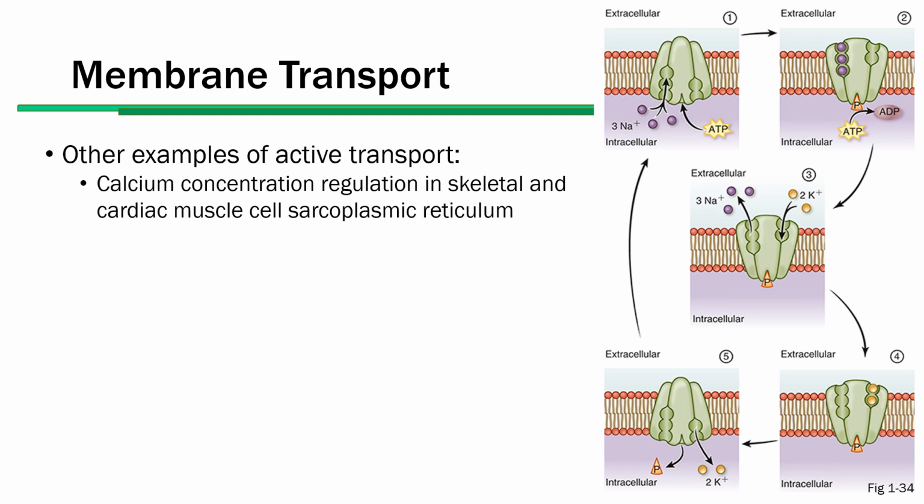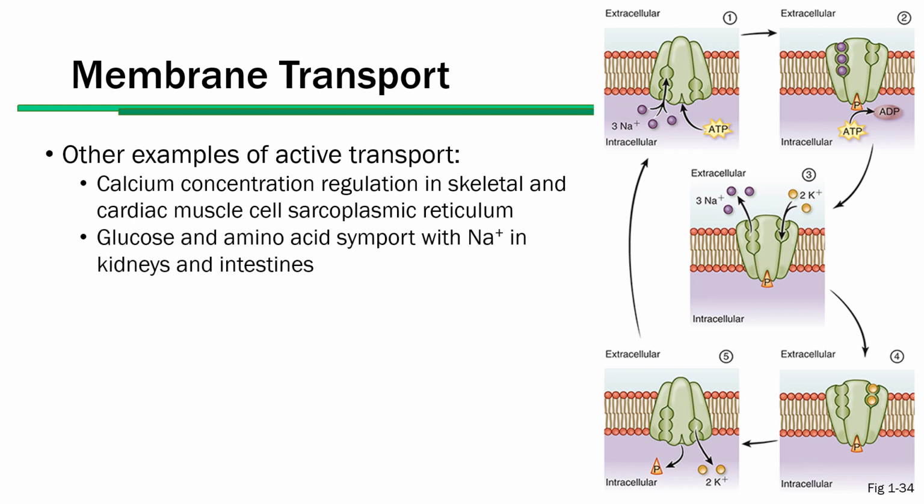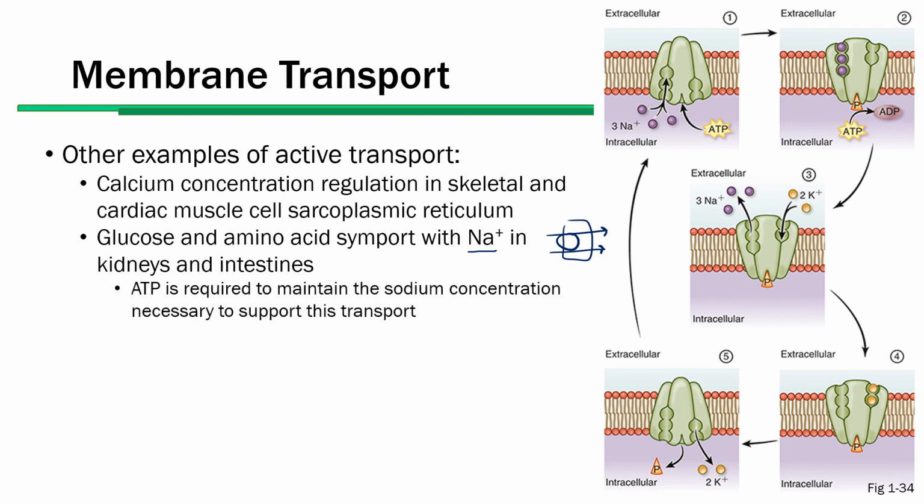Other examples of active transport: calcium concentration regulation in skeletal and cardiac muscle. It has to be pumped into the sarcoplasmic reticulum and sequestered there so it's not causing muscle contraction. Glucose and amino acids symport with sodium in the intestines and kidneys. In the intestine and kidney cells, when sodium is absorbed, glucose comes along with it, so it's called symport. We set up a sodium concentration gradient in order to draw it down and pull that glucose with it. ATP is required to maintain the sodium concentration necessary to support this transport. So sodium, as it goes down its concentration gradient, pulls glucose with it to be reabsorbed.